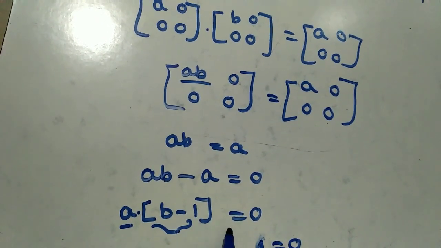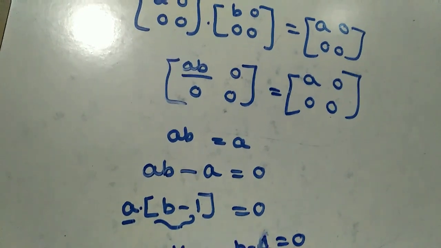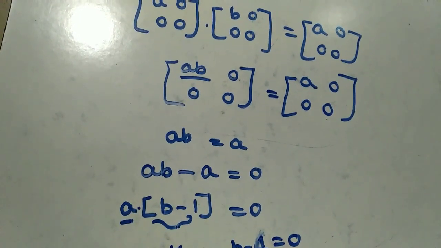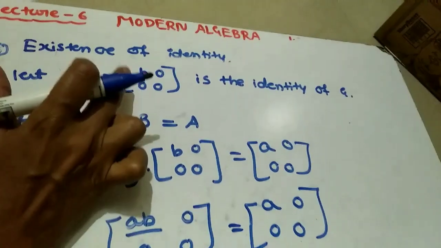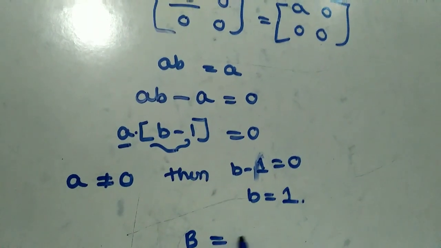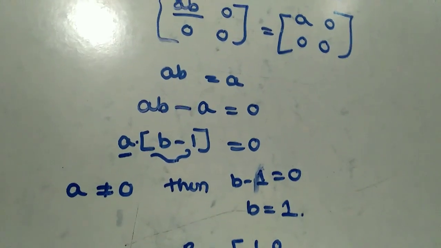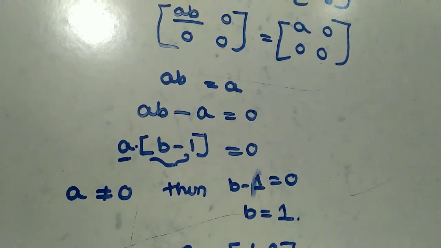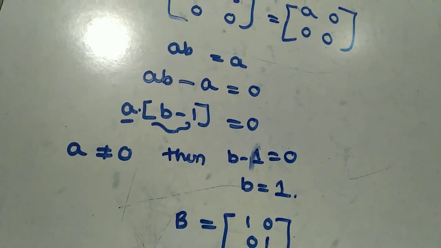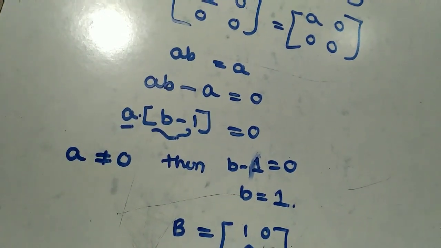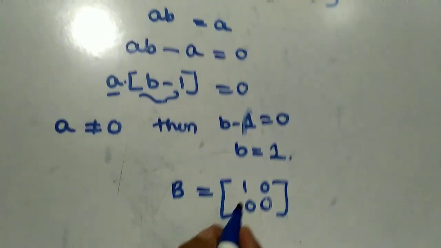Here B minus 1 is 0. It means B is equal to 1. So just look at here. So this is 1. It means your identity element here is 1 0 0 1. Got it? 1 0 0 1 0 0. Sorry, this is not 0. This is a 0. Okay.